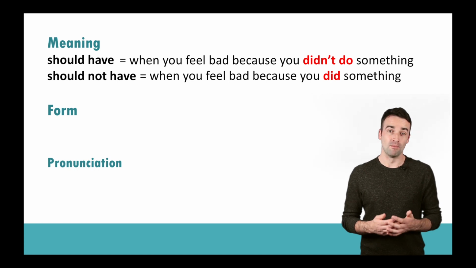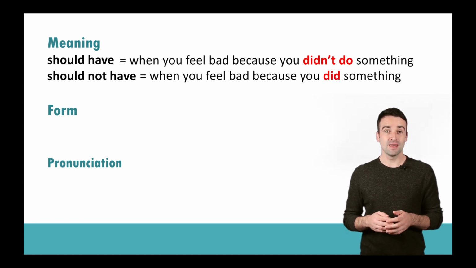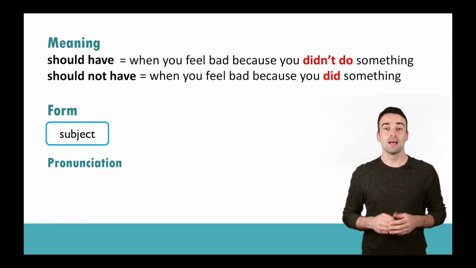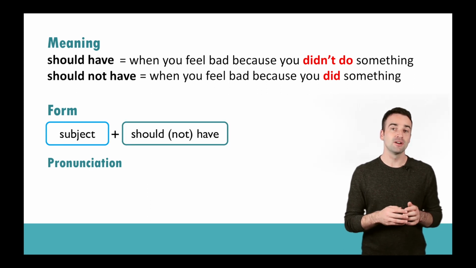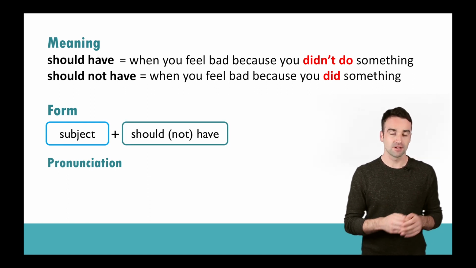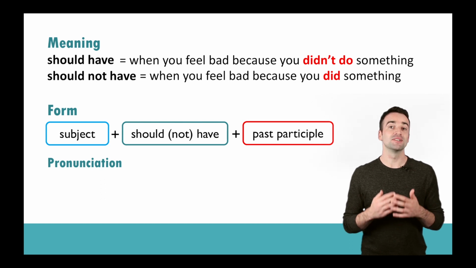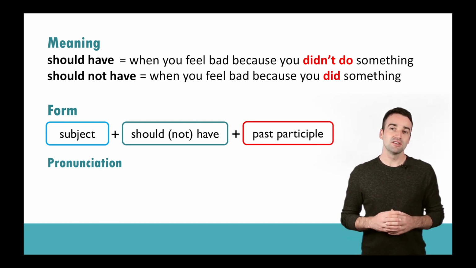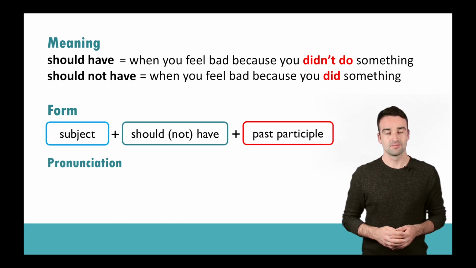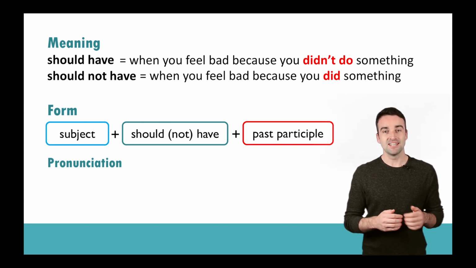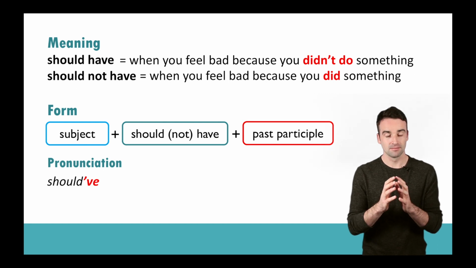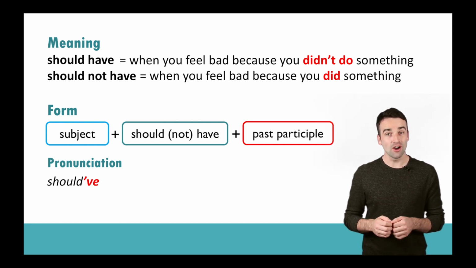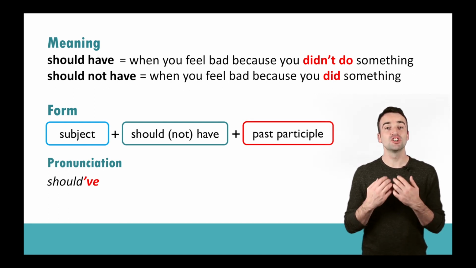Next, we learned the form. So the form is subject plus should have or should not have plus the past participle. Lastly, you learned the pronunciation. So should have is pronounced should have, and should not have is pronounced shouldn't have.